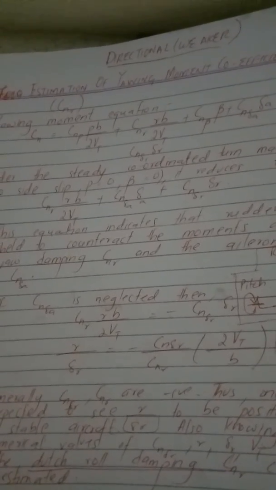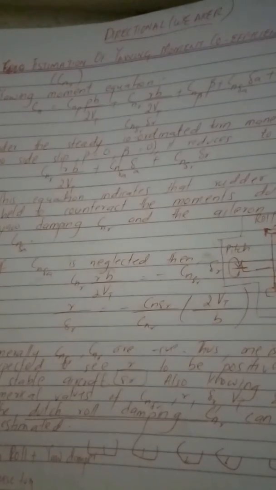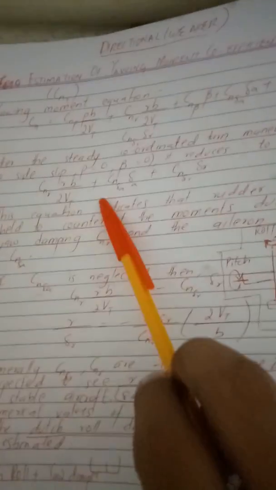The yawing moment equation is in front of you: Cn is equal to Cnp Pb over 2Vt plus Cnr Rb over 2Vt plus Cn beta into beta plus Cn lambda A into lambda A plus Cn lambda R into lambda R. Under the steady coordinated turn maneuver, with no side slip, P is equal to 0 and beta is equal to 0, it reduces to Cnr Rb over 2Vt plus Cn lambda A into lambda A plus Cn lambda R into lambda R.